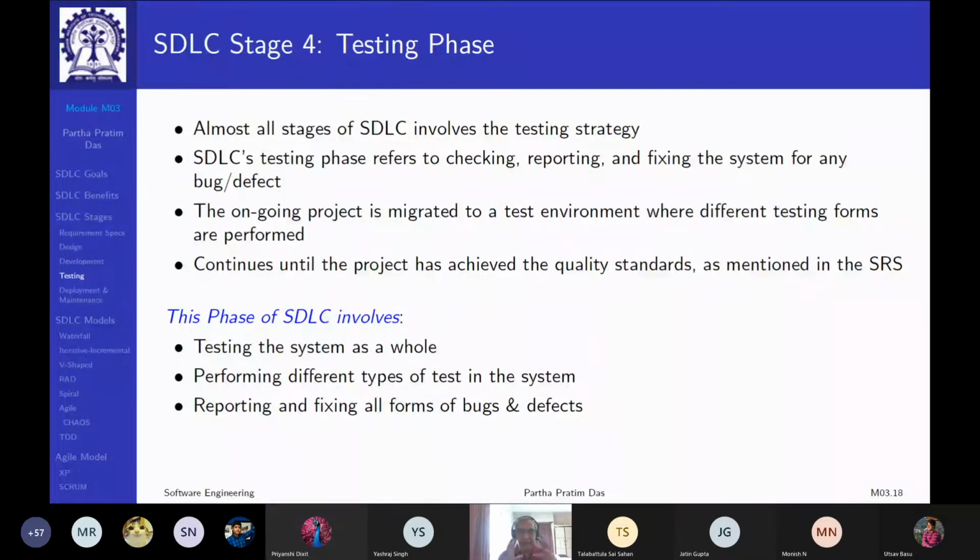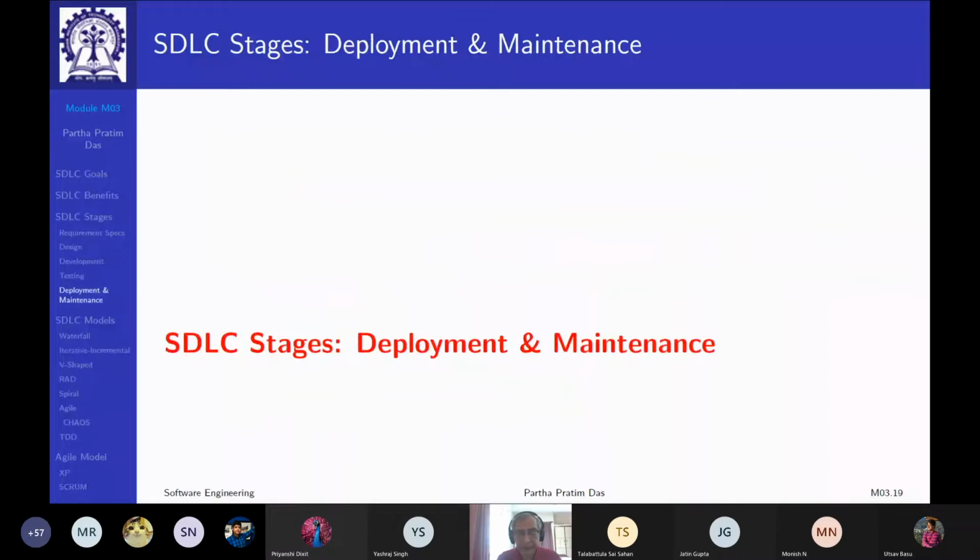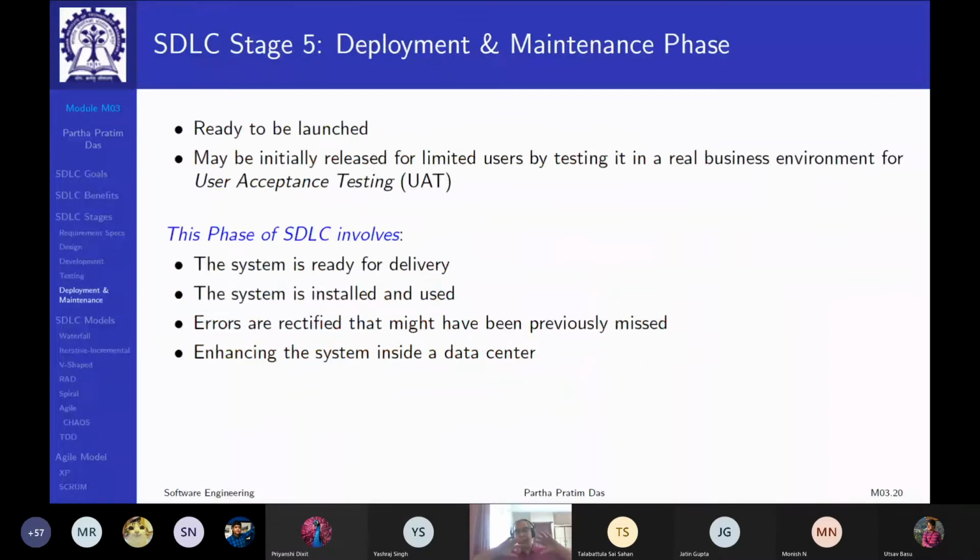So testing is a very important part, where at this stage you test the system as a whole, you perform different types of tests and fix all the different bugs and defects that arise from them. The fifth stage is deployment. So you have got the requirements analyzed, designed, developed, tested. Now you feel that it is all ready for the customer. It is ready to be launched, as we say.